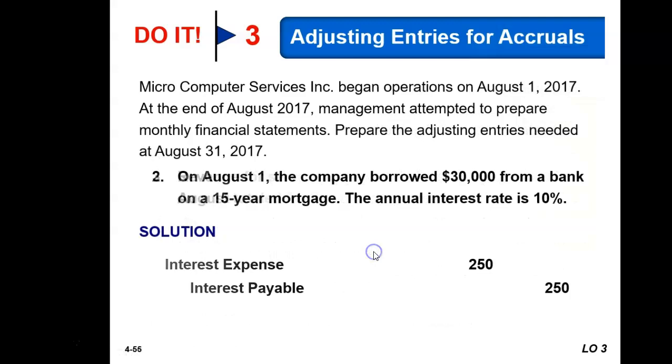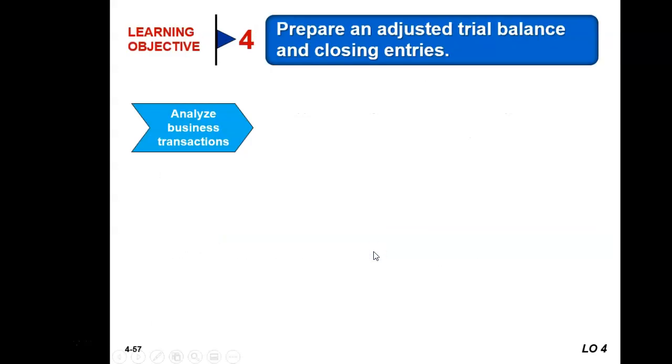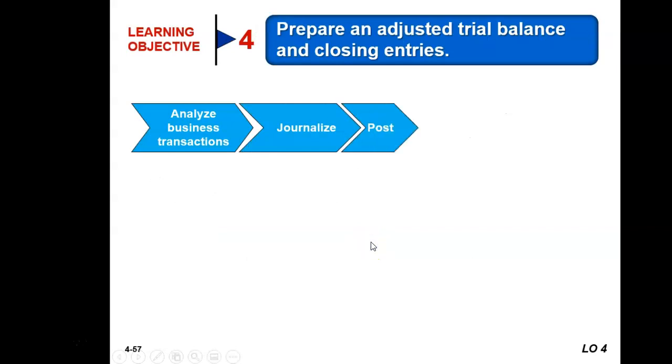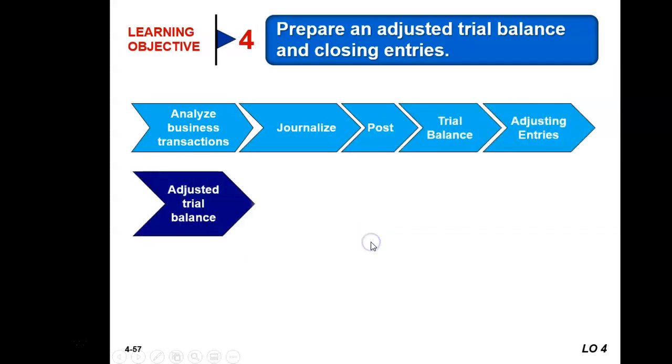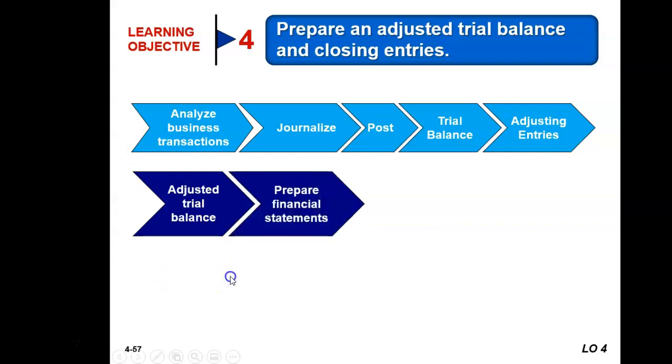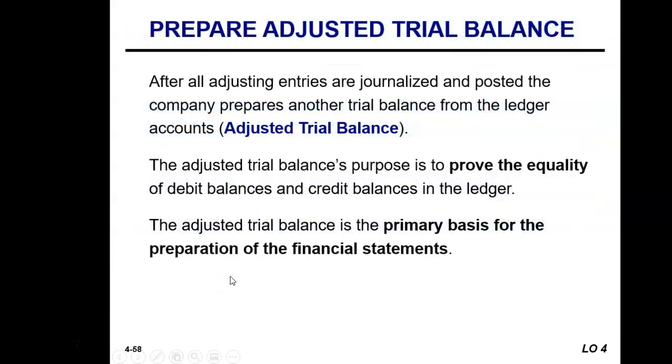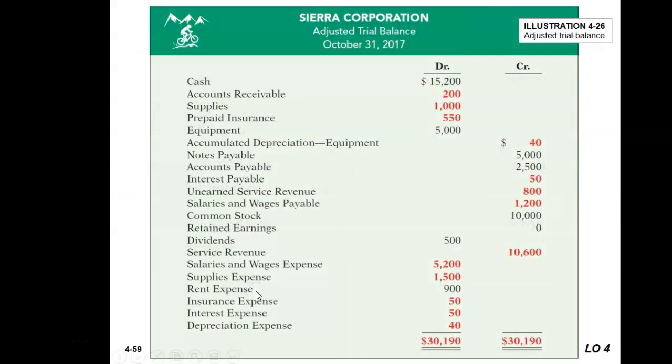Okay. So once we have made the required adjustments at the end of the accounting period, we're going to post those adjustments to the appropriate ledger accounts and then prepare what's known as an adjusted trial balance. Okay? So the adjusted trial balance shows each account balance after we have made the required adjustments at the end of the accounting period. We can then take those amounts to prepare our different types of financial statements.